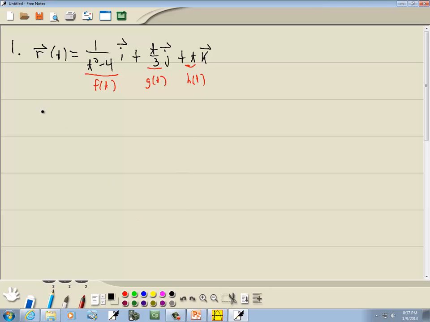So if I look at f of t, that's 1 over t squared minus 4. Well, remember with a domain, we set the denominator equal to 0. If I set t squared minus 4 equal to 0 and solved it, I'd end up with t is equal to plus or minus 2. So if I put 2 in here or negative 2, that's going to give me a 0 in the denominator. So my domain here is going to go from negative infinity to negative 2, union, negative 2 to 2, union, 2 to positive infinity.